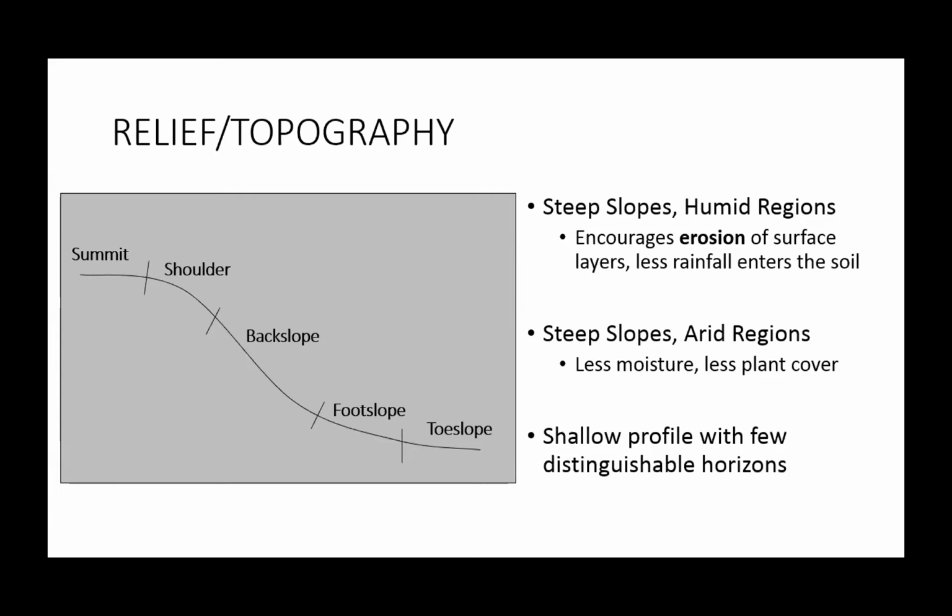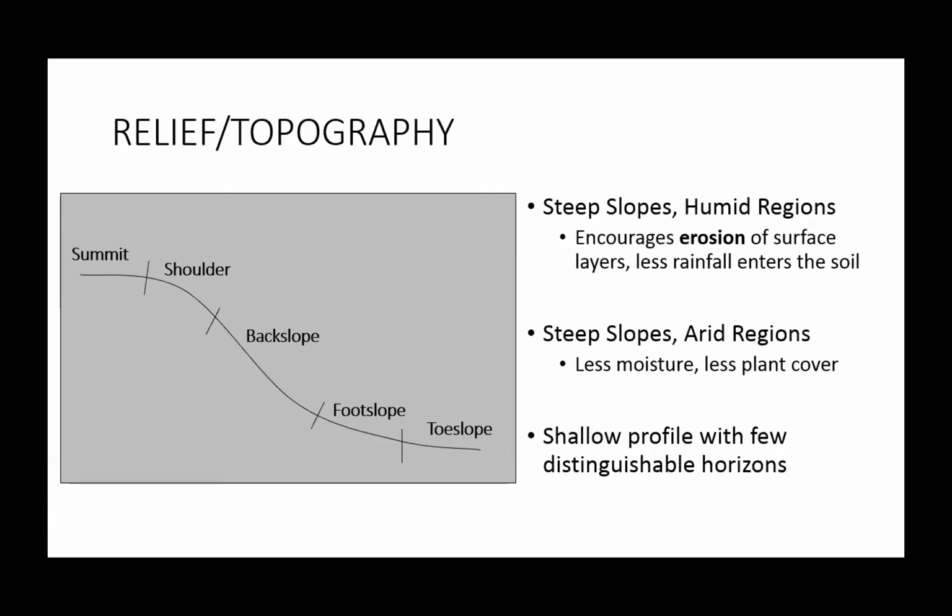So you're going to have more erosion on steeper slopes than you will on flatter slopes. Whether it's arid or humid, it's going to happen in both cases. Because in arid regions, you're going to have less moisture because your water is going to move down or just not be there. So you have less plant cover, less stability holding your soil in place. And in humid regions, you have more water moving over your surface, carrying your particles away.